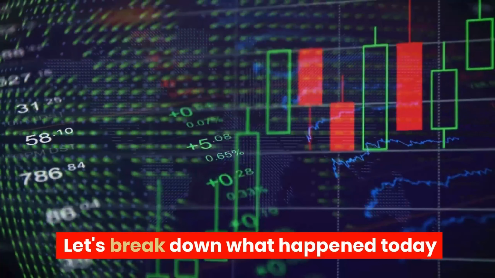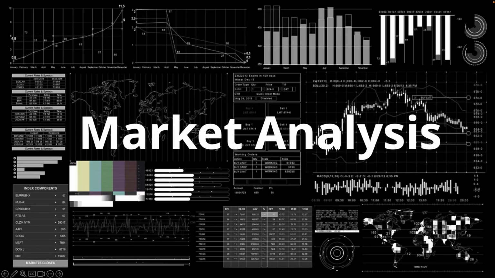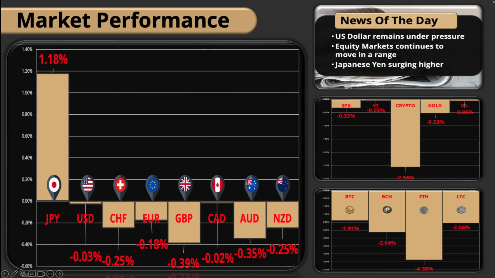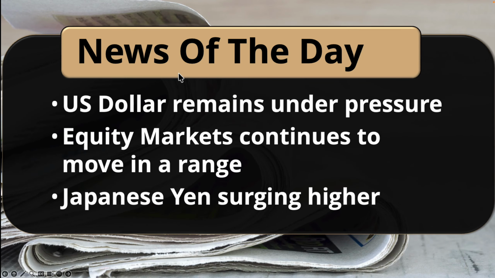Let's break down what happened today. As we jump into the market analysis, let's just take a look at the headlines and the numbers. Starting with the news of the day, the main one is really the dollar, which continues to be under pressure. Dollar looks like it's sitting at a level where it could have a big breakdown if it breaks support. That's just a level that we want to watch out for. So we'll talk about the dollar here.